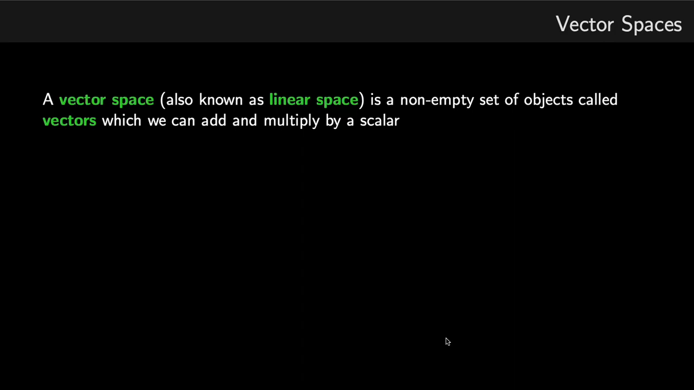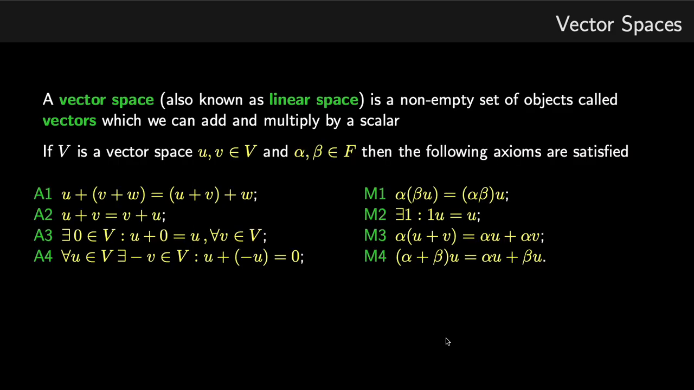Hi, in this video I'm going to introduce the concept of a vector space. A vector space, which is sometimes known as a linear space, is a non-empty set of objects which we happen to call vectors, but they don't have to be vectors, which we can add and multiply by a scalar. It's as simple as that.